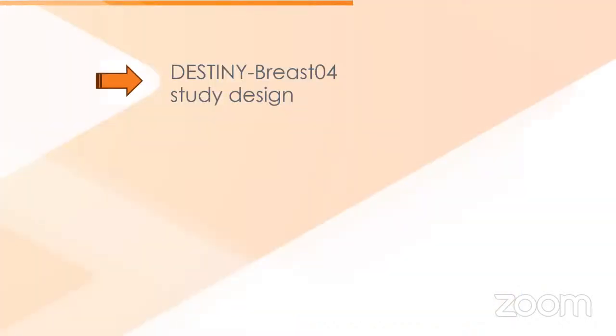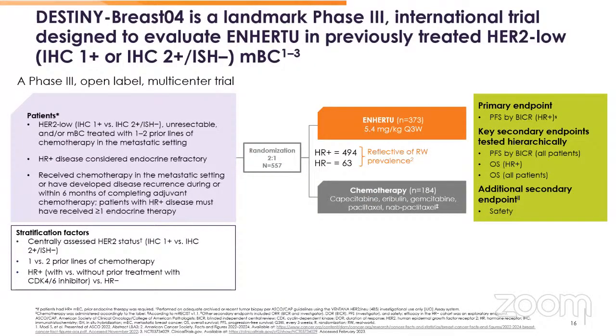Shift to the Destiny 4 data. So we know that Destiny 4 included patients with metastatic breast cancers that were HER2 low, that is, IHC 2 plus with FISH negative or IHC 1 plus. These patients had received 1 to 2 prior lines of therapy. If they were hormone positive, they were endocrine refractory. Now, they were randomized between Enhertu and chemotherapy, with the primary endpoint being PFS in hormone receptor positive patients. The secondary endpoints were overall survival in hormone receptor positive and the overall population. Of course, an additional secondary endpoint was safety.